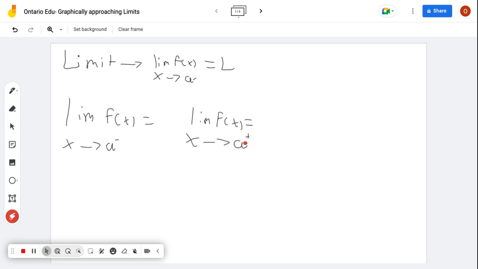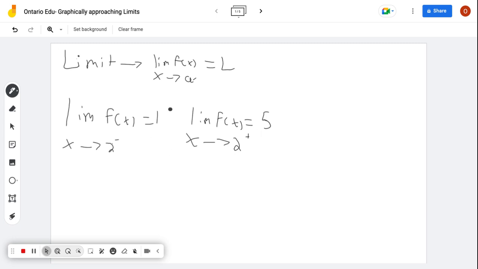Now if these two are not equal, let's say a is 2 for instance. On some graph, as x approaches 2 from the left side, the y value is 1. However, as it approaches 2 from the right side, the y value is 5.